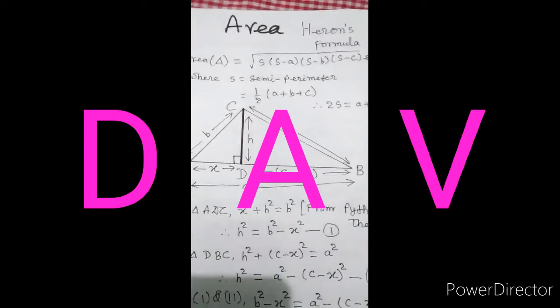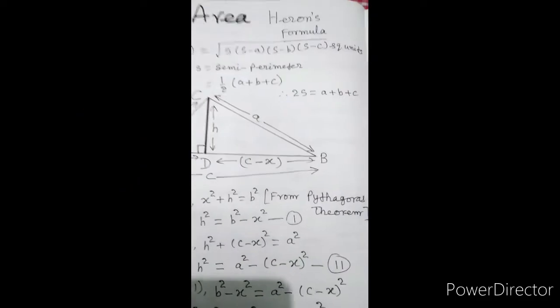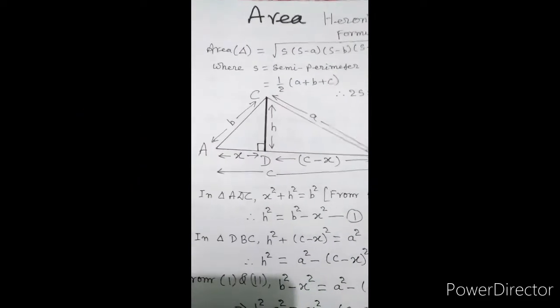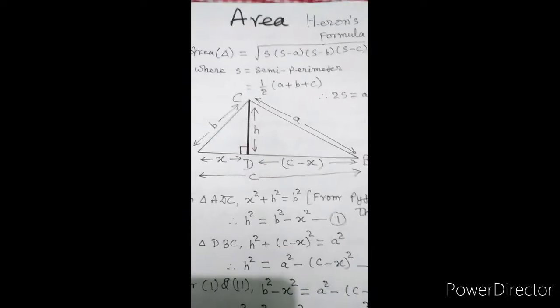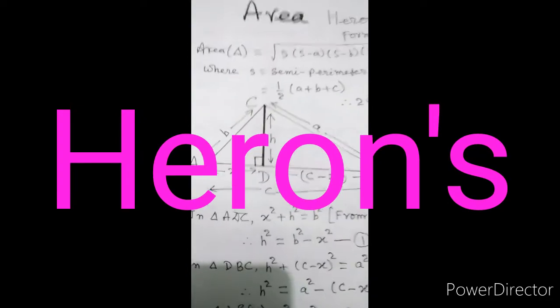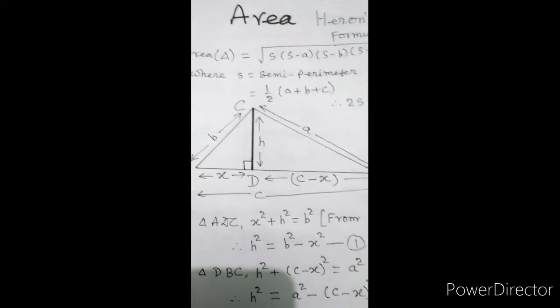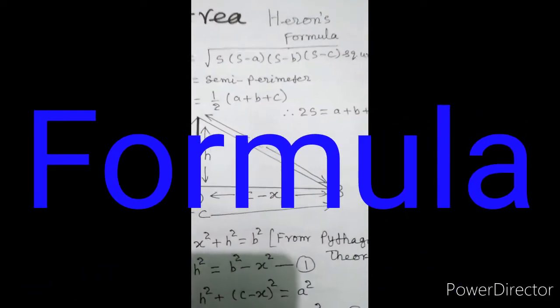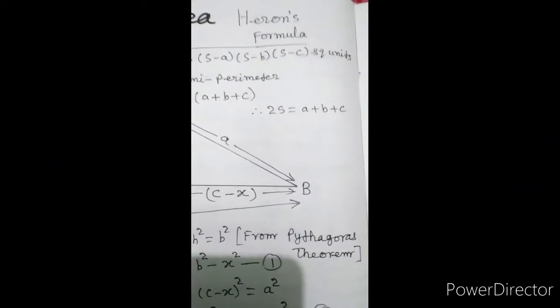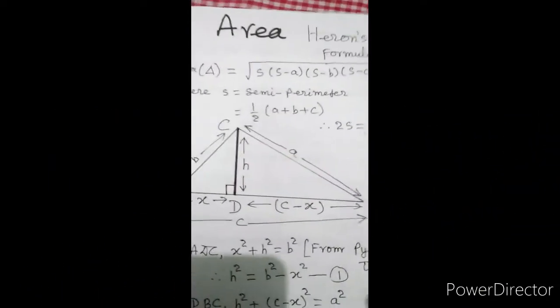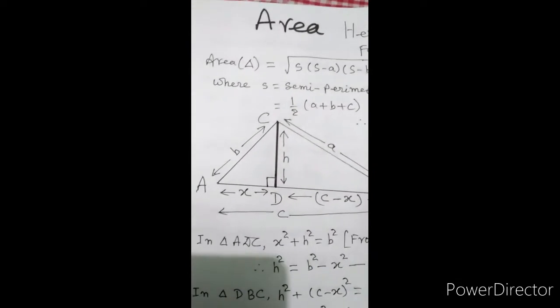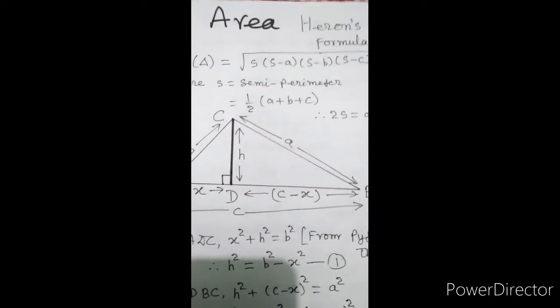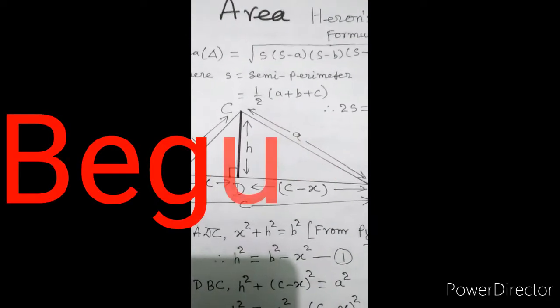Namaste everyone. Here I am going to establish Heron's formula, which is related to the area of a scalene triangle. Area of a triangle is equal to root under s into (s minus a) into (s minus b) into (s minus c) square units. We have to establish it, where s is equal to the semi-perimeter of the triangle.